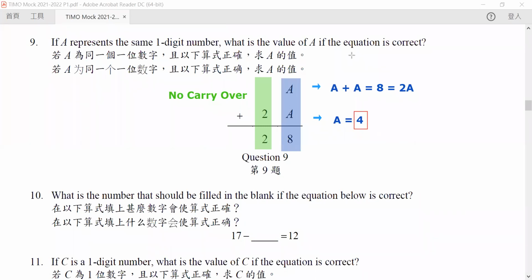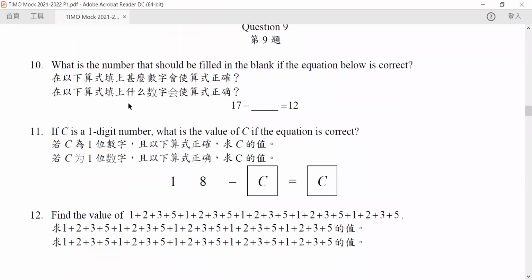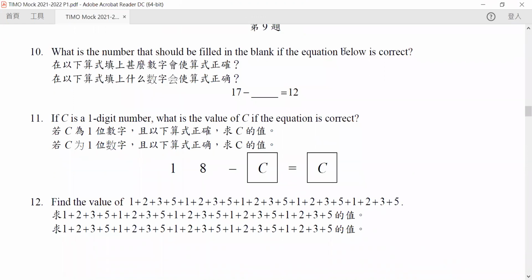Okay. So let's go to our question number 10. What is the number that should be filled in the blanks if the equation below is correct?